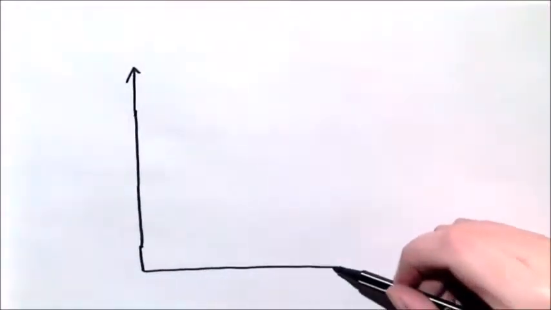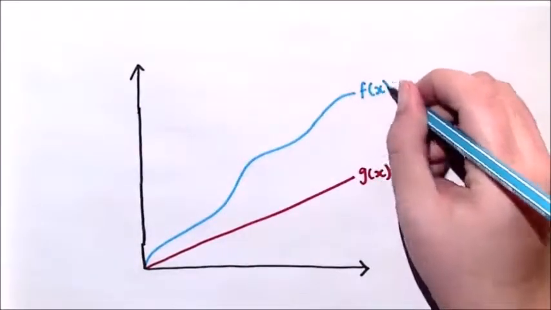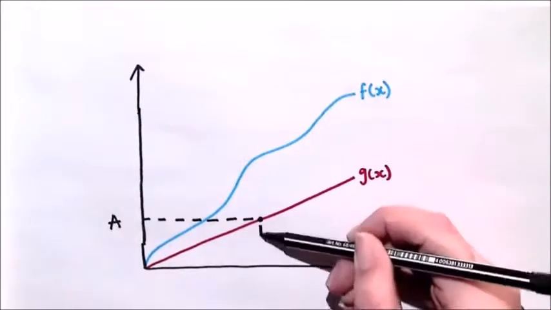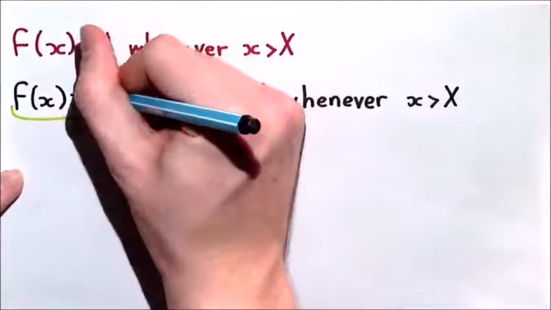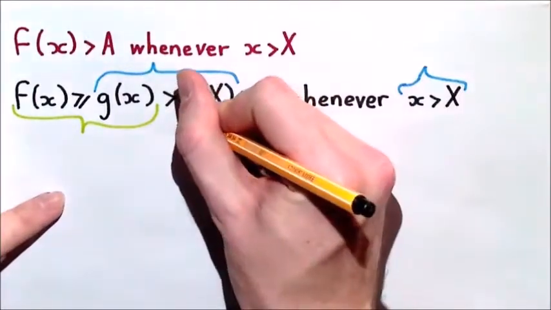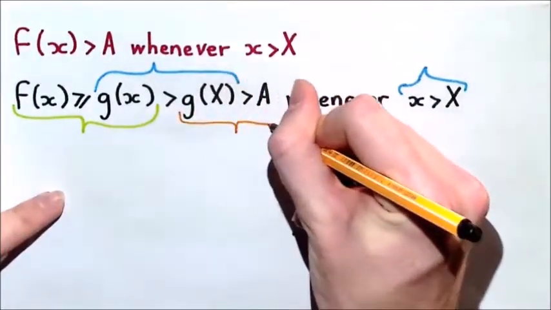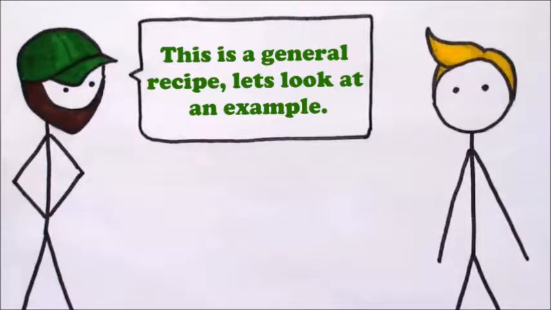We choose our function g such that f of x is always going to be bigger than or equal to g of x. For a function to tend to infinity as x does, it has to be an increasing function. This means that the function is always getting bigger or stays the same as x increases, i.e. f of x never gets smaller. As little x is greater than big X, then it makes sense that g of little x is greater than g of big X. If we choose our value for big X so that our function g of big X is greater than a, then g of little x is definitely bigger than a. As f of x is always greater than g of little x, this means that f of x is always bigger than a. This is a general recipe. Let's look at an example.